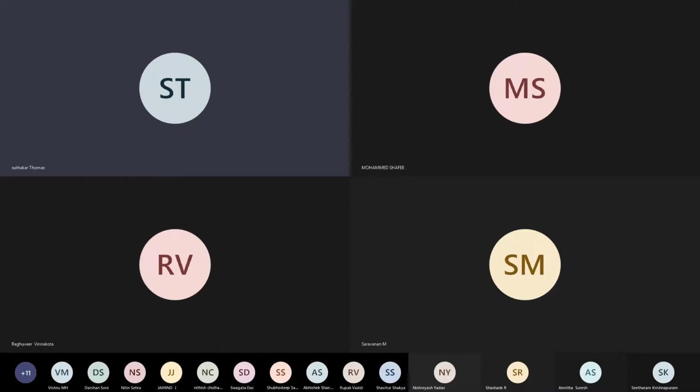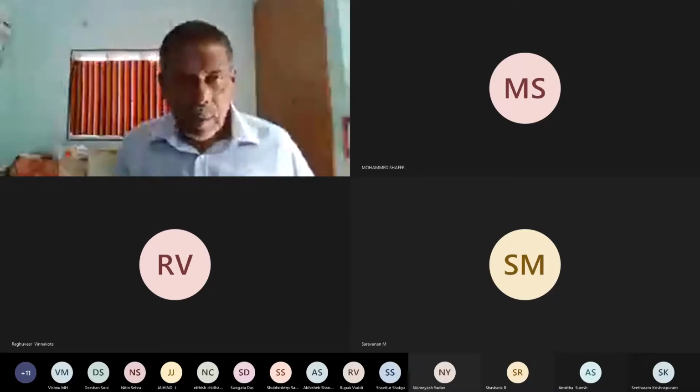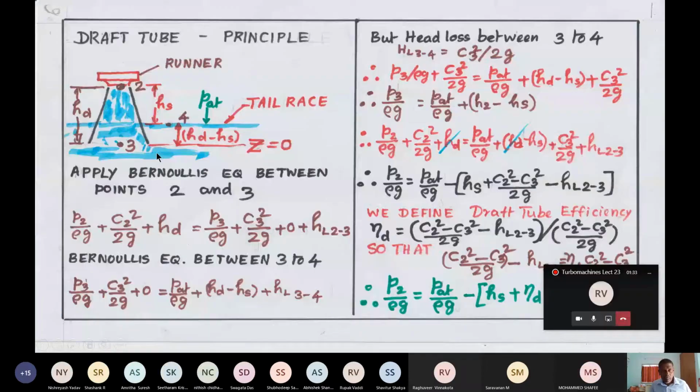Draft tube discussion was held some time back. So why do we need a draft tube? The advantage is that you keep the runner at some height, maybe 4 or 5 meters, not any amount of height, a limited amount of height, so that the runner can be kept higher and inspection is easier without losing this head. Whatever height you raise, that will not be lost.